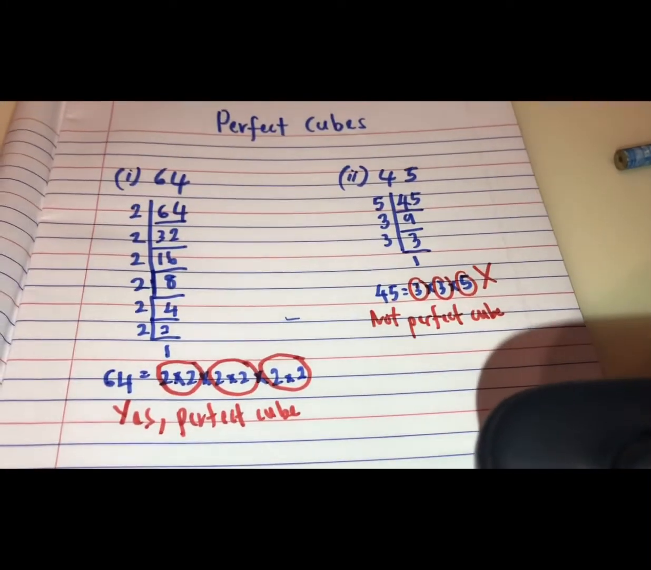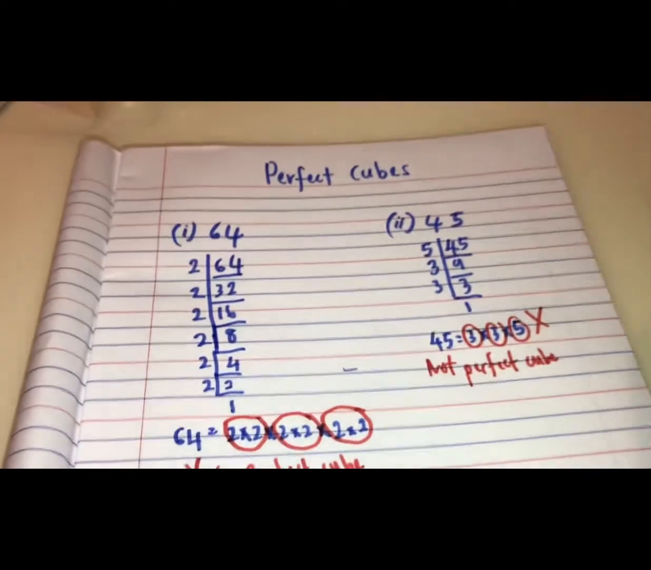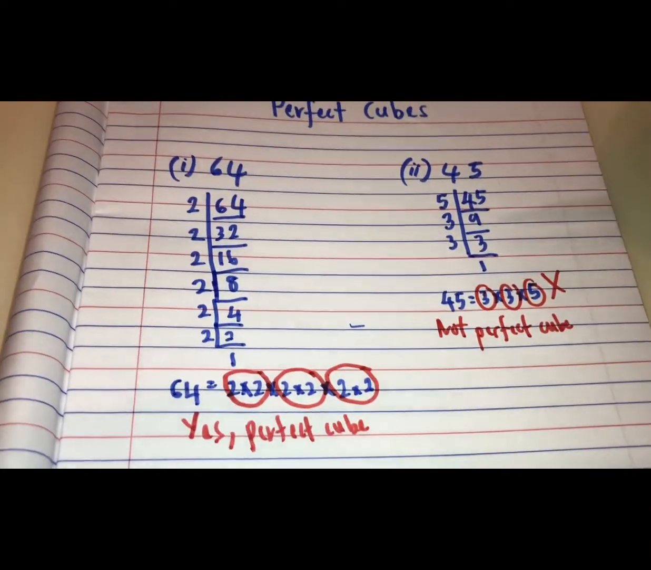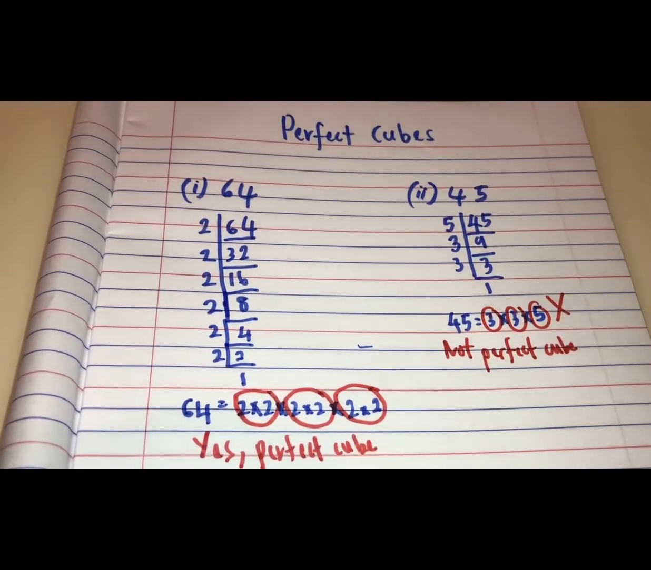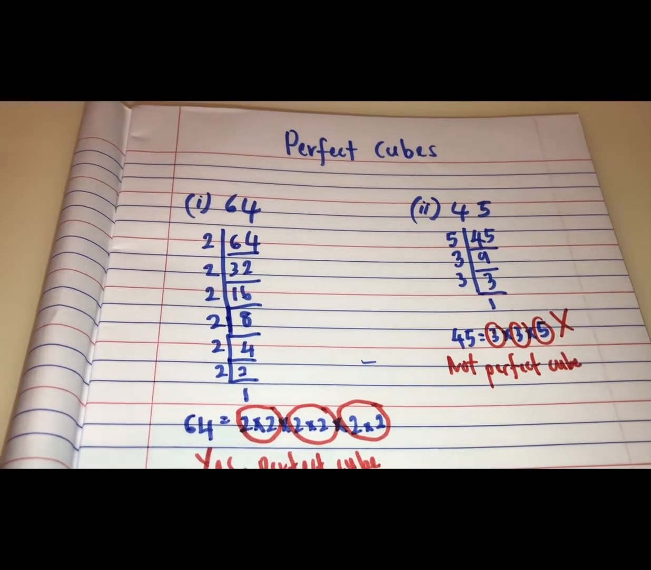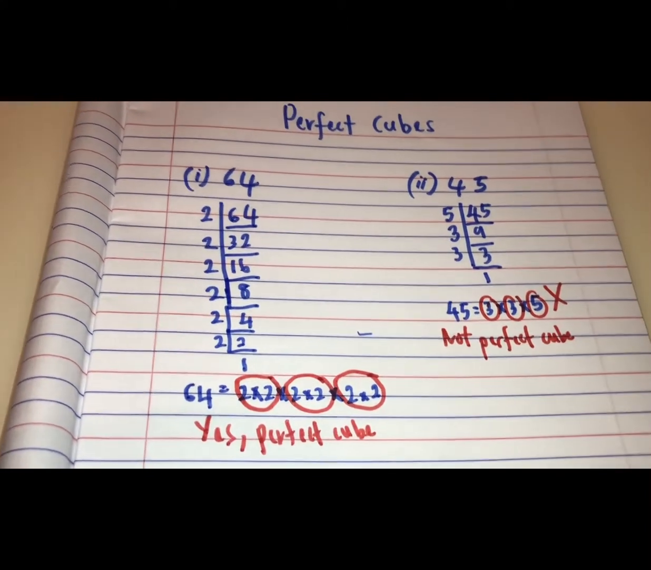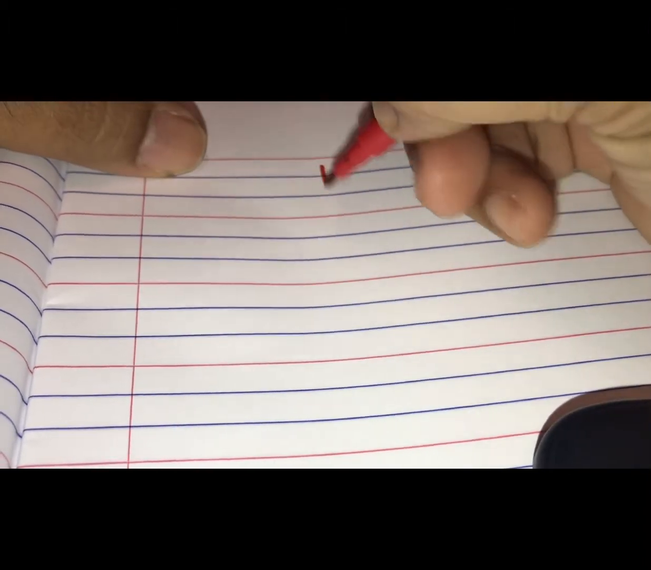Okay, so this is how you check whether the value is a perfect cube or not. You use the prime factorization method. For prime factorization you can use either the factor tree method or repeated division like this. Okay, now I want to show you perfect cube.